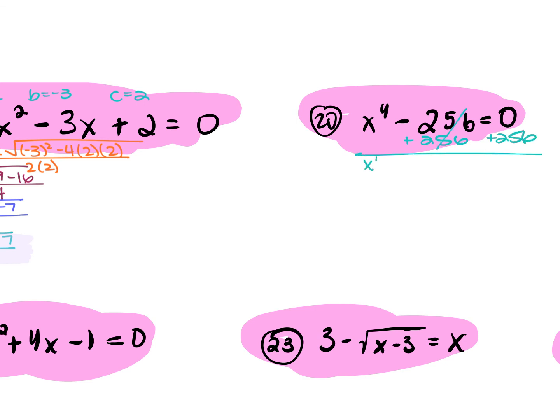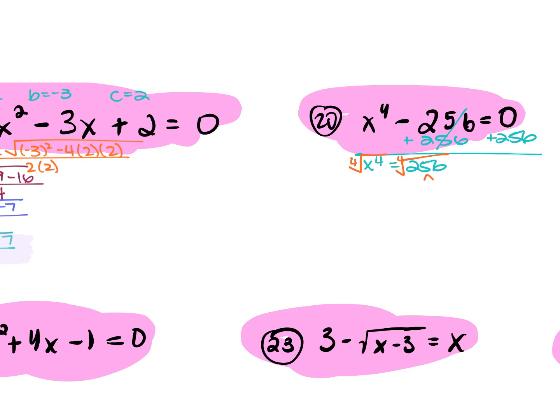This is going to give us x to the 4th power is equal to 256. From here, we're going to take the 4th root of each side. So we'll take the 4th root of x to the 4th as well as the 256. The 4th root of x to the 4th is just x. The 4th root of 256.